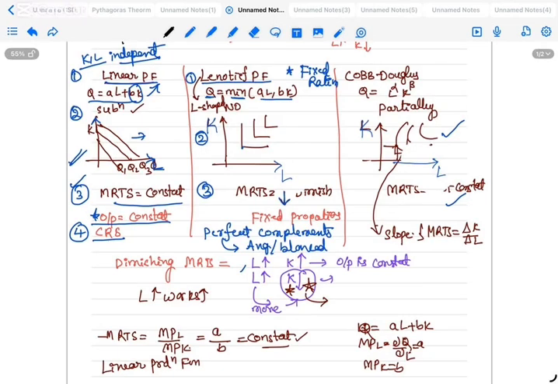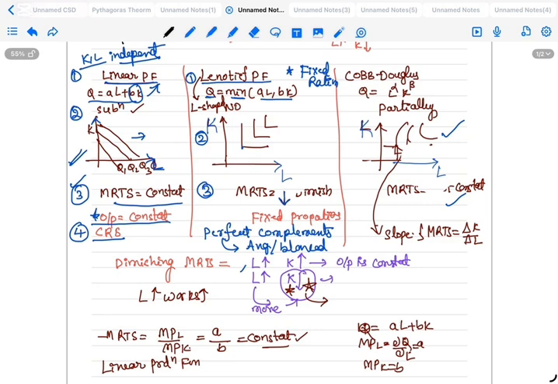Linear production function, Leontief production function, and Cobb-Douglas production function. In the linear production function, the firm's output Q is expressed in terms of AL plus BK. A and B are constants, and L and K are the labor and capital, that is, the inputs of the firm.